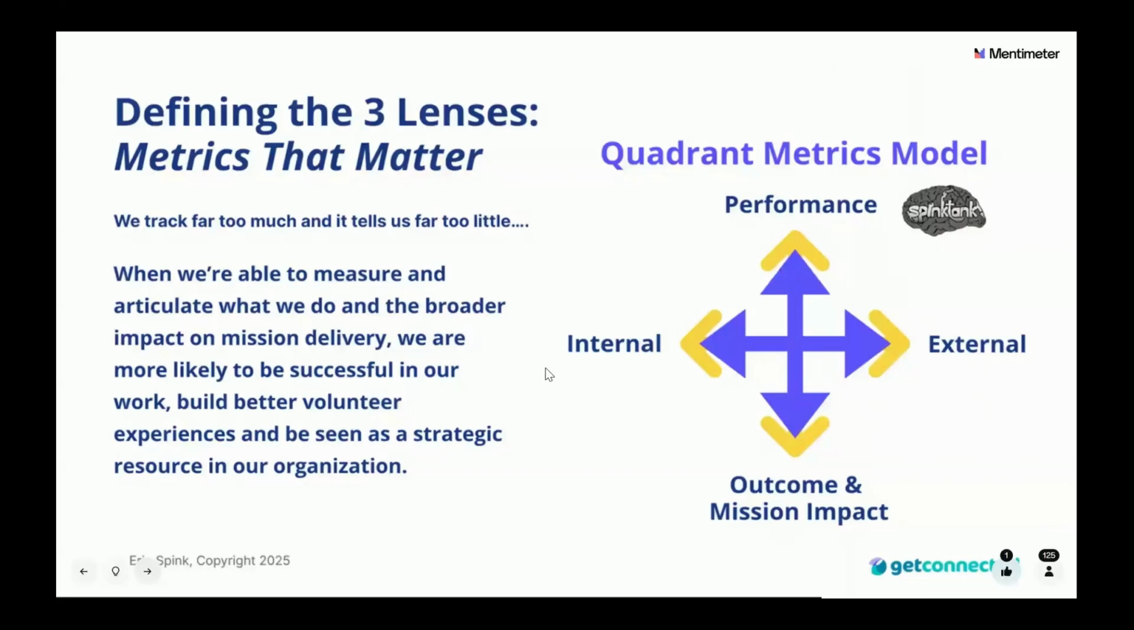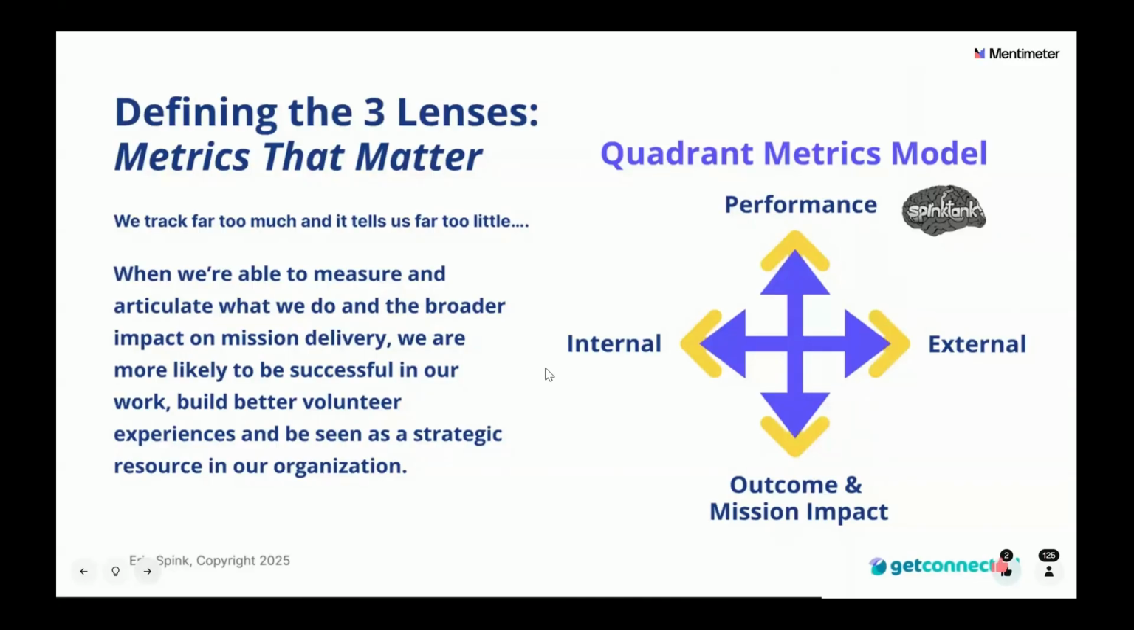If you ever want to lose 2 hours of your life, call me up, buy me a coffee, and I will talk your ear off about volunteer hours and why they're not a metric that matters. But I get it. Sometimes we're mandated, right? What I've created is a quadrant metrics model, and think of like a 2x2 square, right?